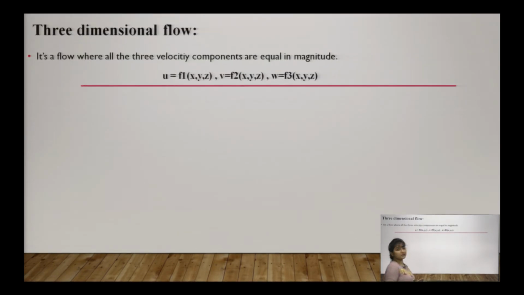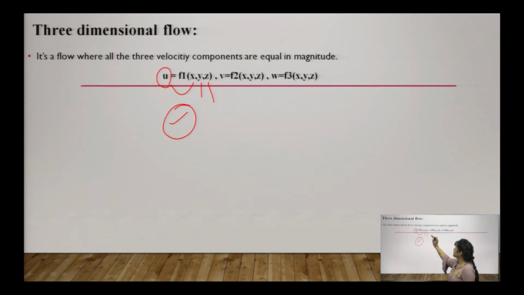Coming to the three dimensional flow, 3D flow. In 3D flow, we see that velocity components u, v and w are all equal in magnitude, that is, the velocity component in the x direction, in the y direction, and in the z direction have a certain value. The second one is v, the velocity vector in the y component, again having certain coordinate points.